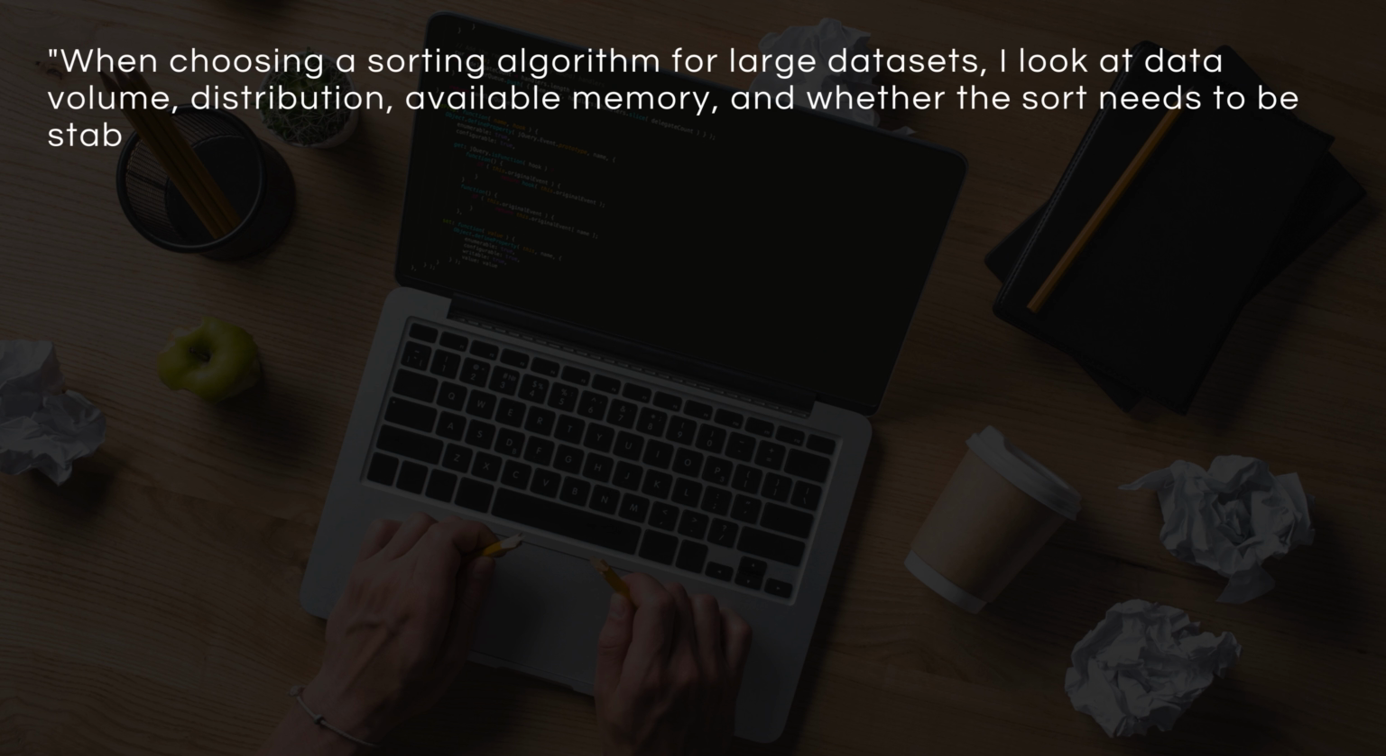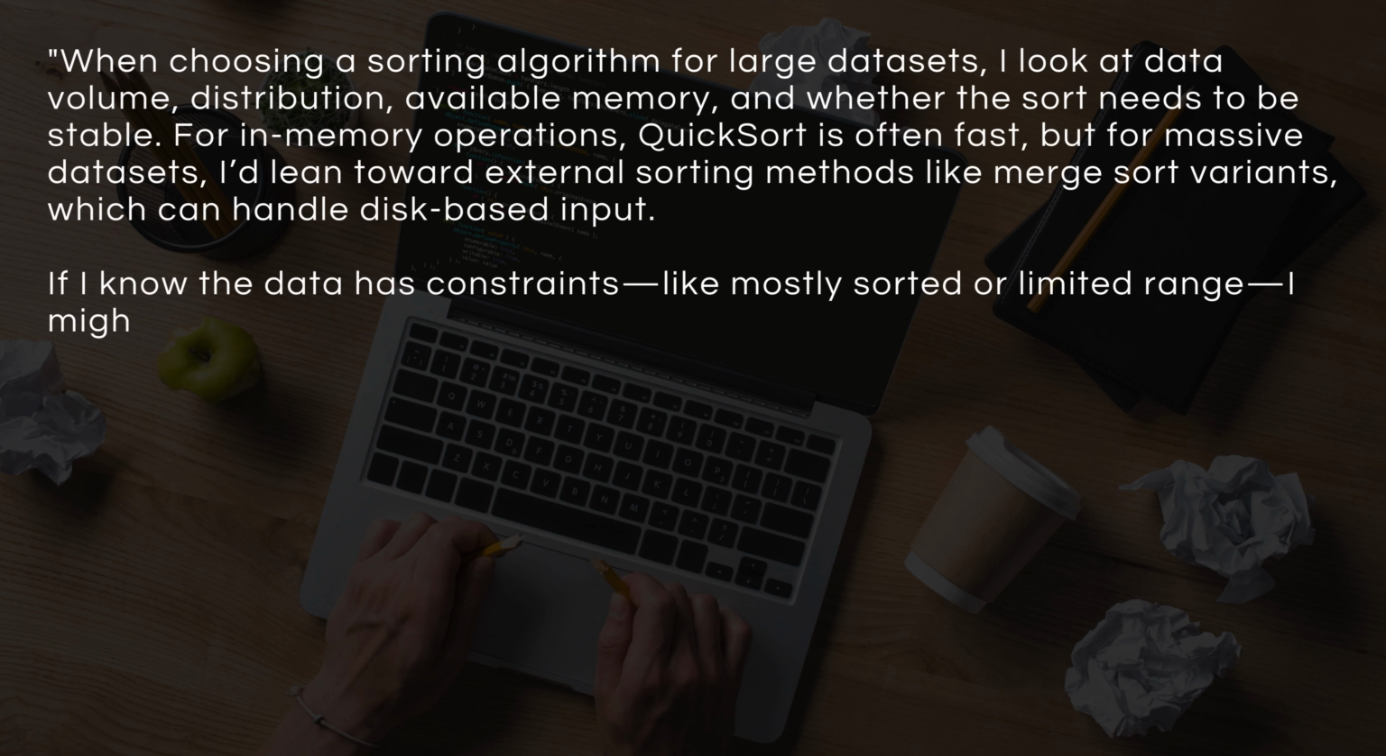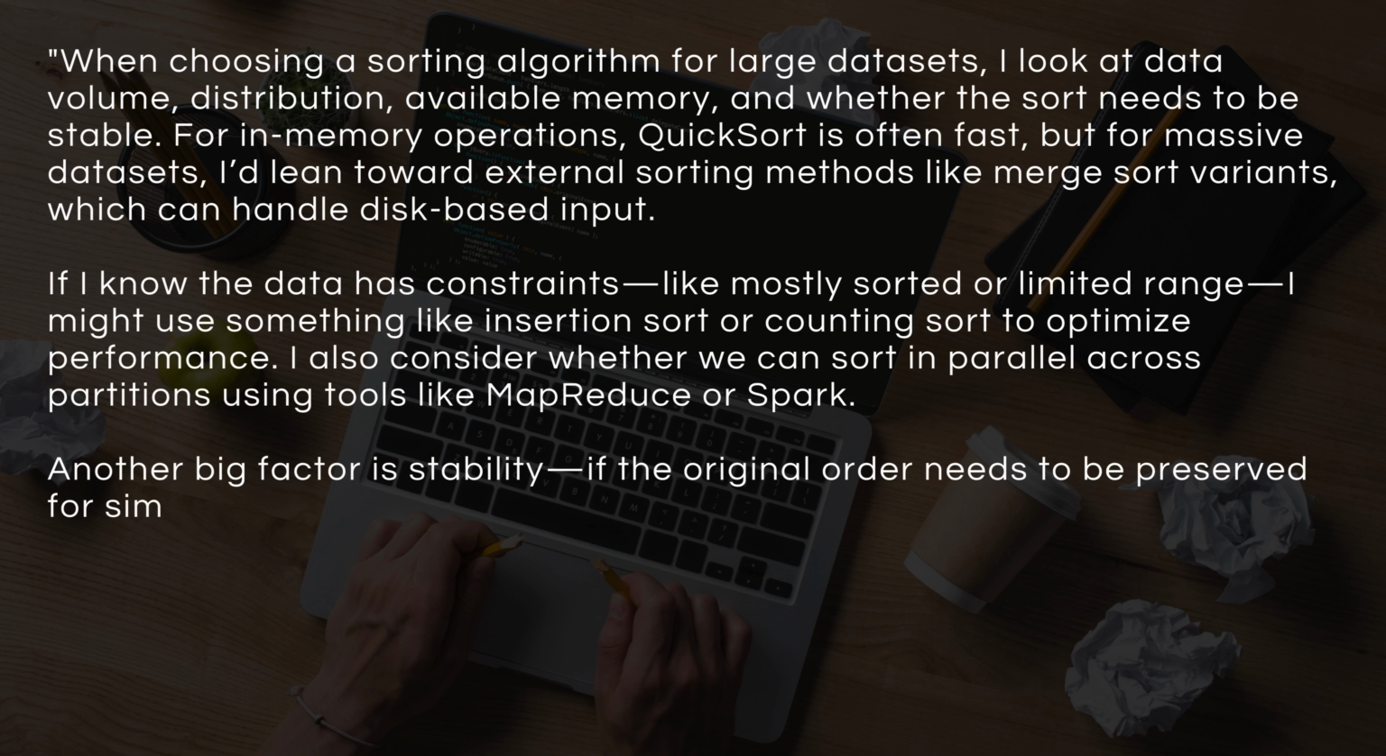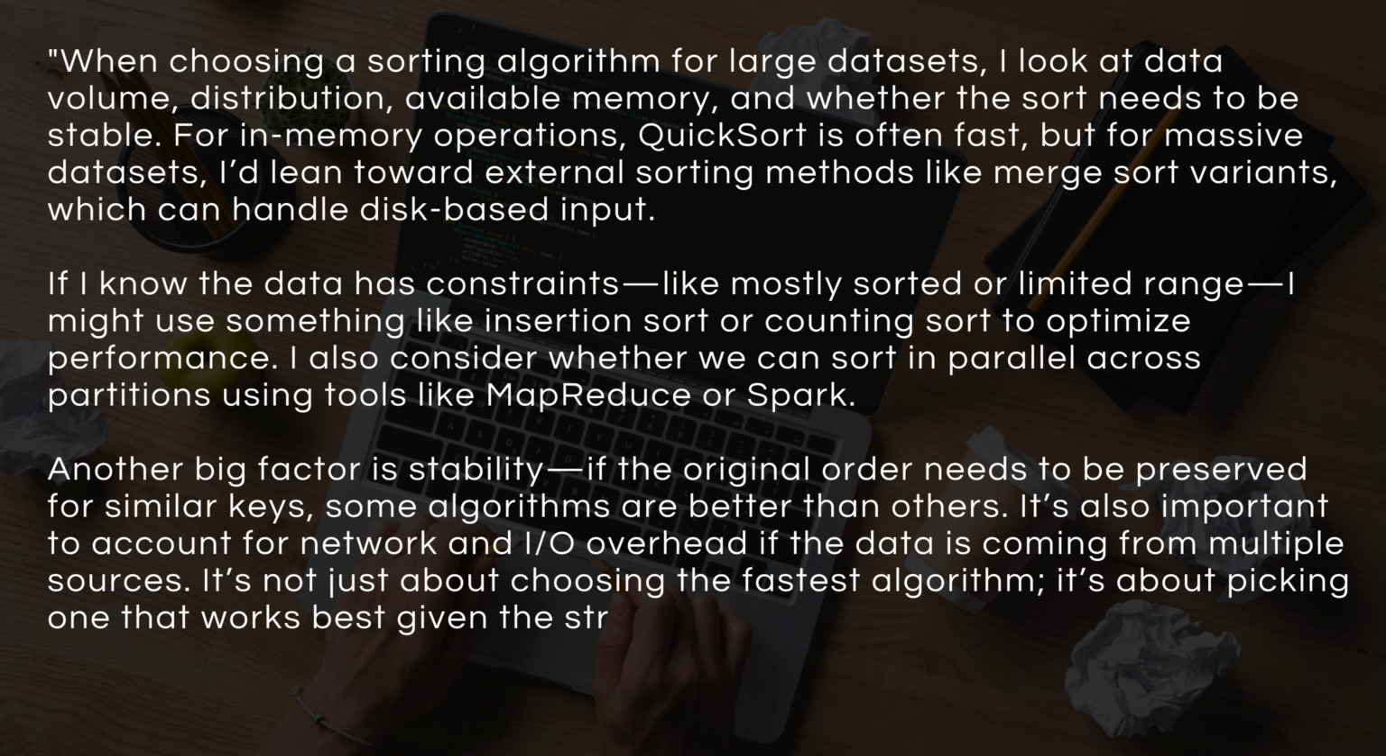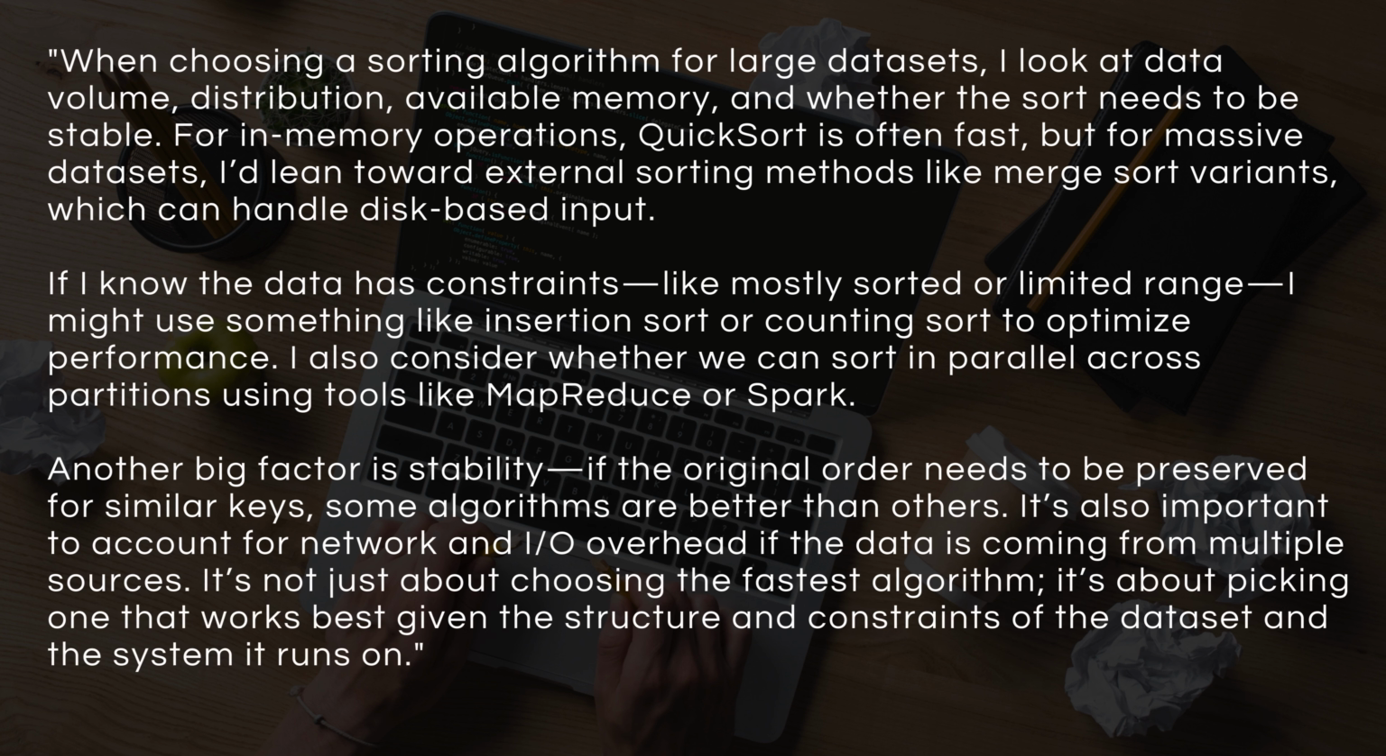When choosing a sorting algorithm for large datasets, I look at data volume, distribution, available memory, and whether the sort needs to be stable. For in-memory operations, quicksort is often fast, but for massive datasets, I'd lean toward external sorting methods like merge sort variants, which can handle disk-based input. If I know the data has constraints, like mostly sorted or limited range, I might use something like insertion sort or counting sort to optimize performance.